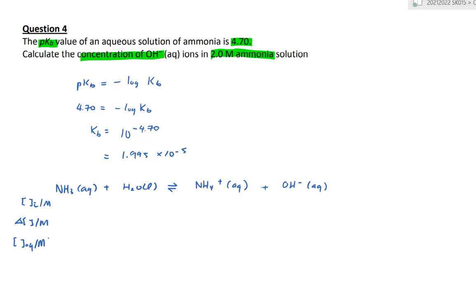So the initial concentration for ammonia given is 2.0. The concentration for H2O is constant, so you don't have to fill in anything over here. And then the initial concentration for the conjugate acid is 0, OH minus also 0. So for NH3, the change in concentration is minus X, NH4 plus X, OH minus plus X. And the equilibrium concentrations, we have 2.0 minus X for the ammonia, and then X for NH4 plus and X for OH minus.